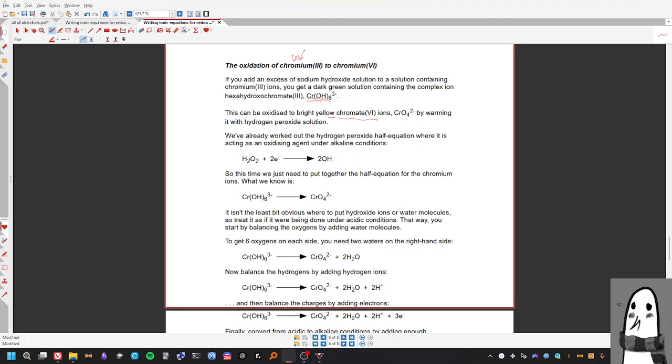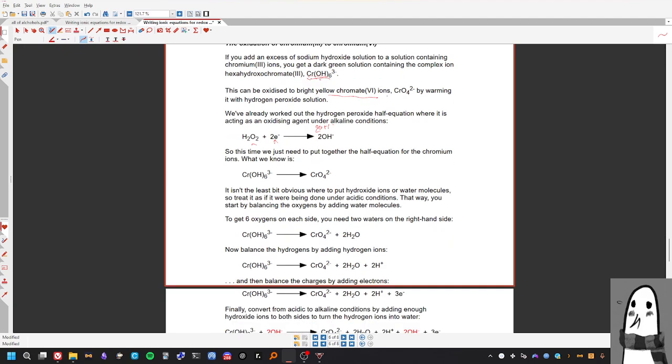Of course, your oxidizing agent is going to be your hydrogen peroxide, and your reducing agent is going to be your chromium 3. So now we've already worked out the hydrogen peroxide half equation where it's acting as an oxidizing agent under alkaline conditions. We have H2O2. We've already done this in the previous question, but if you'd like to review it, we have H2O2, and you don't know what it's going to form, but you do know that it's going to be OH minus, and since there's 2 over here, you can write 2OH minus. That's 2 negative over here, so you can add in a 2 negative over here, and there you go. Now this time, we just need to put together the half equation for chromium ions.